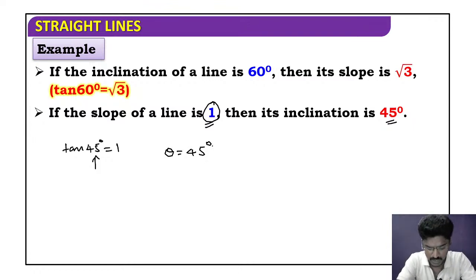I think all of you understood the second one. That is, if the slope of the line is 1, then the inclination is 45 degree. That means here slope is given, and we have calculated the angle made by the line with the x-axis. Okay. All of you, are you clear with the second definition?